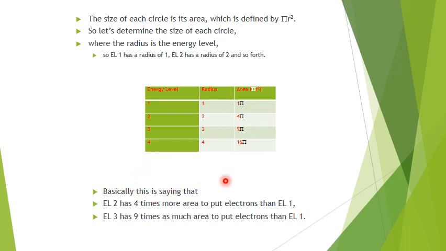Okay, and what this says is basically that energy level 2 has 4 times as much area to put electrons than energy level 1. So if you put 1 electron in energy level 1, you could put 4 in energy level 2. Energy level 3 is 9 times bigger than energy level 1. So if 1 went into energy level 1, 9 could go into energy level 3.